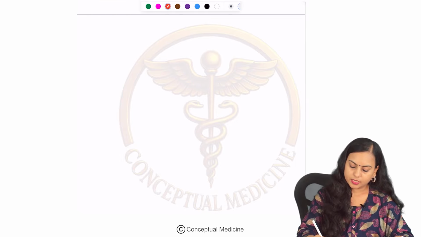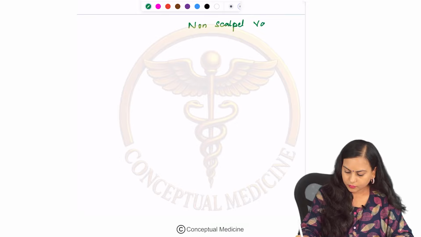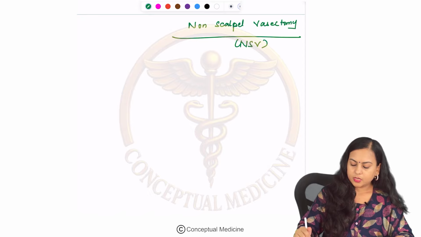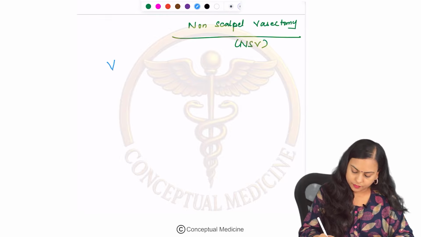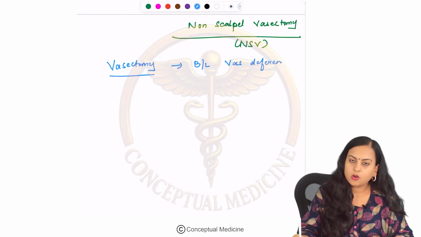Now, let us also talk about the male sterilization technique, that is non-scalpel vasectomy or NSV. Clear? Basically here we are going to do vasectomy. Vasectomy means bilateral vas deferens are ligated.